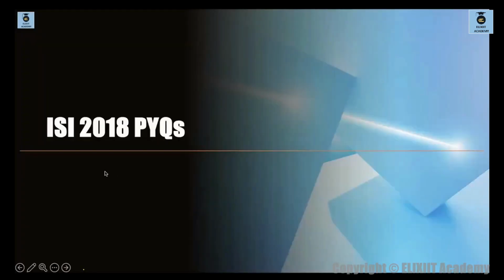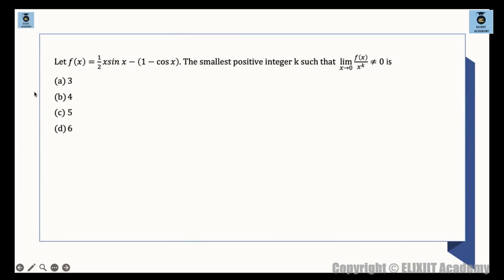Next, we move on to 2018 PYQs. So here we have the first question, which says that f(x) is half times of x sin x minus 1 minus cos x. We have to find the smallest positive integer k such that this limit is not equal to 0. Best way to solve this question is using the expansion.